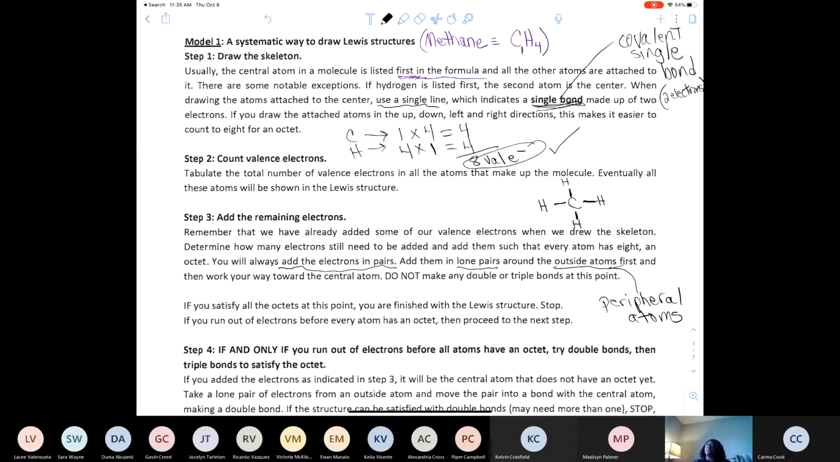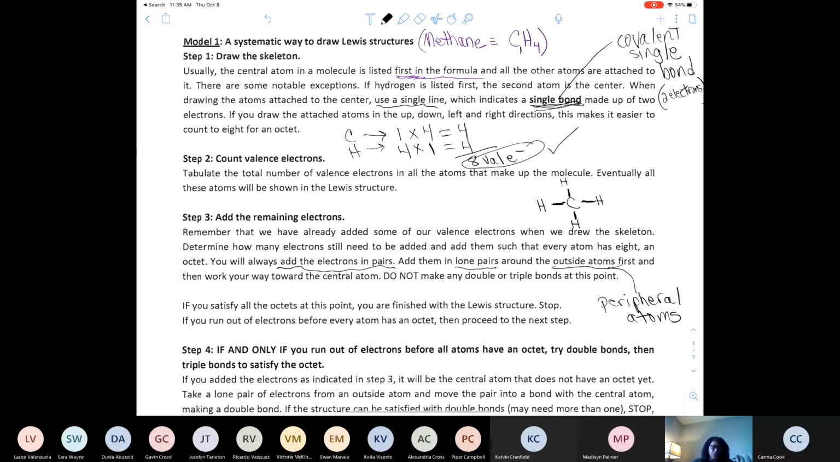Remembering that hydrogen is an exception to the octet rule. Hydrogen is happy with only having 2. Each of these single bonds is 2 electrons. So this hydrogen has 2 electrons around it, and so do the other 3. And the central carbon has 8 electrons around it. So therefore, the octet rule has been satisfied for that central carbon.